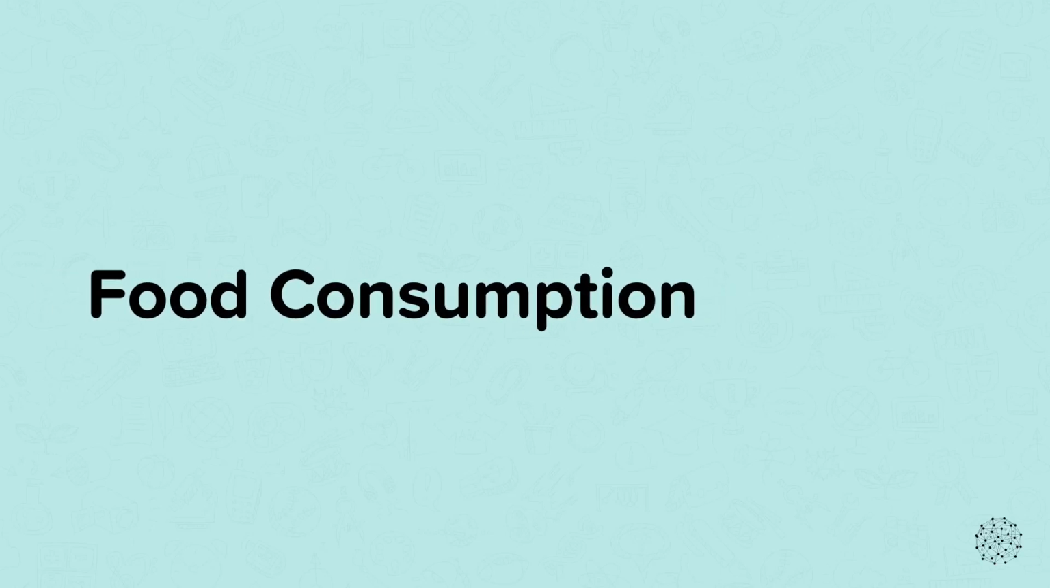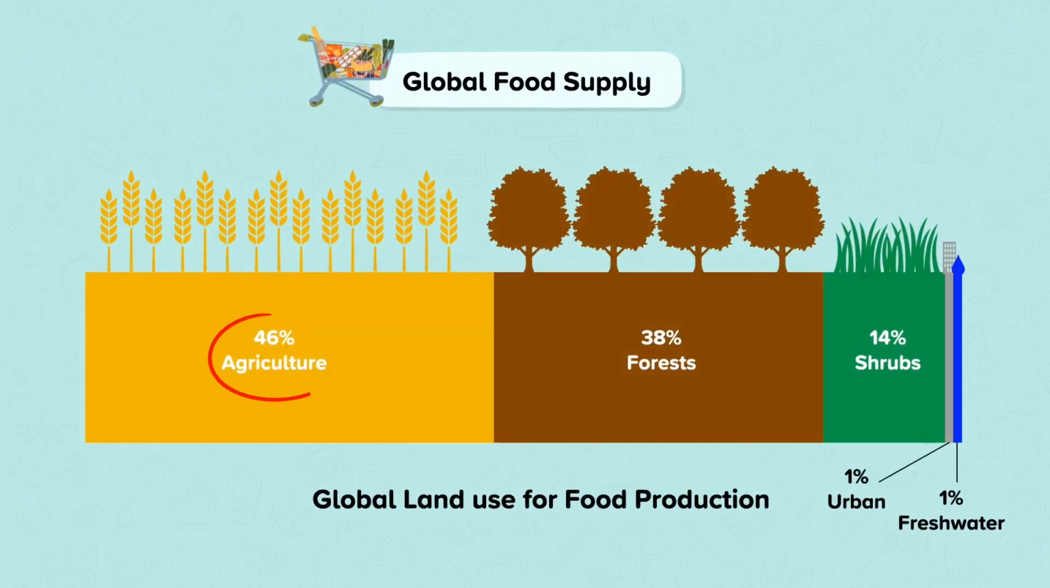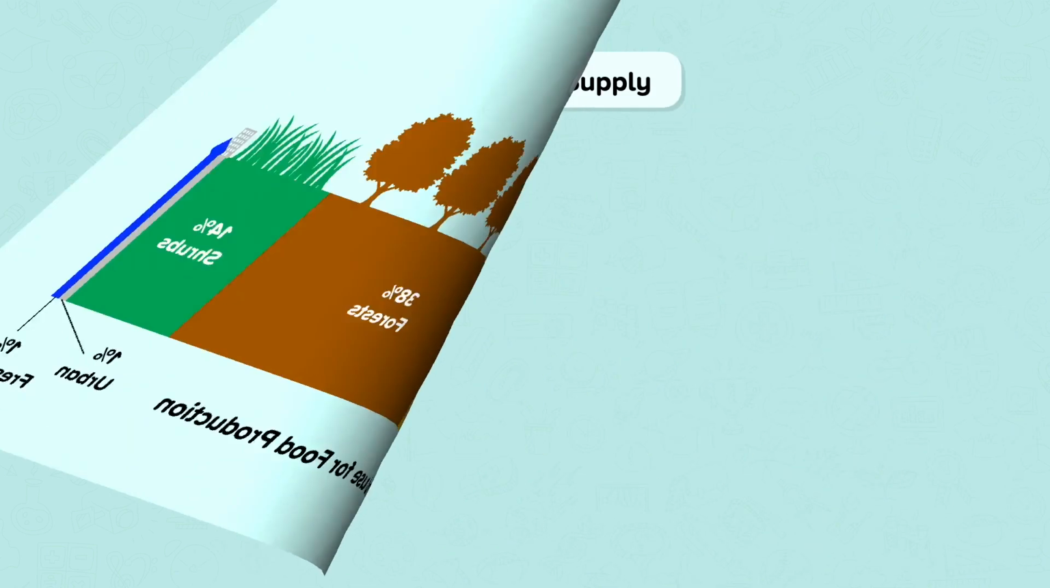Food consumption. Almost half of the world's usable land is now farmed. Different countries and continents specialise in producing different foods, some of which they export to other countries. The amount of food that different regions produce varies.